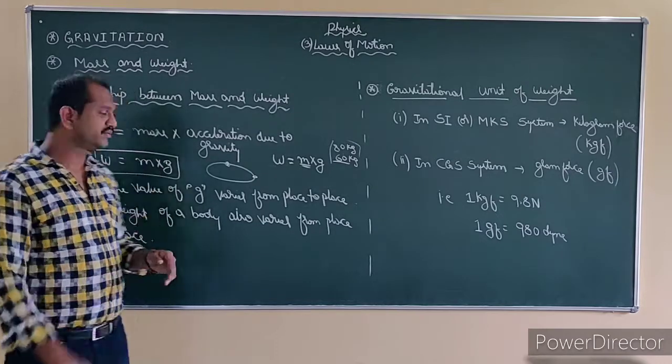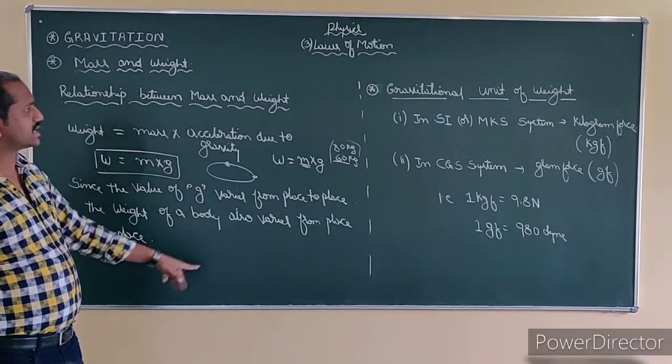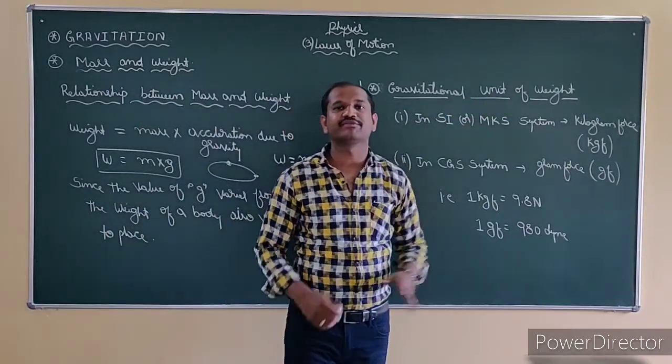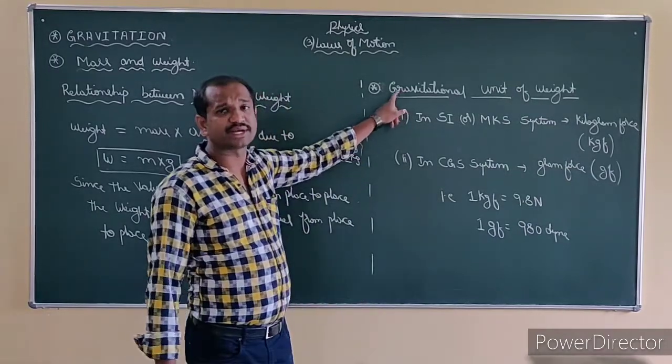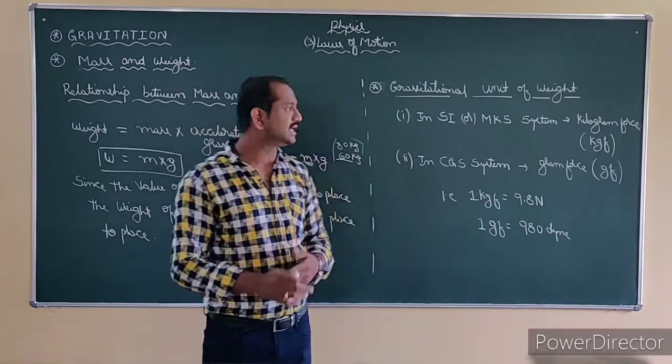So what is the relationship between weight and mass? It is m into g. I hope you are understanding this. And last, we have the gravitational unit of weight. What is the gravitational unit of weight? See, very, very important. In 10th standard again you will get this. So what are the gravitational units of weight?